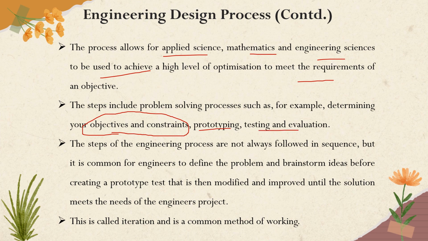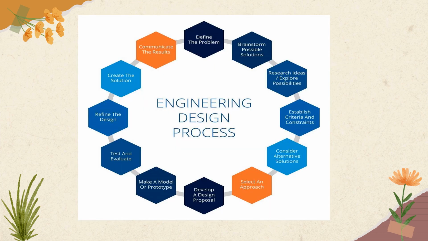The steps of the engineering process are not always followed in sequence, but it is common for an engineer to first define the problem, brainstorm ideas, and only then create the prototype. After the prototype is created, they will check all the constraints, whether it is able to satisfy all of them, or at least if a trade-off is obtained. After that, if you are not able to reach a successful solution and there is no trade-off, then iteration is done once again. So this is a common method of the engineering design process.